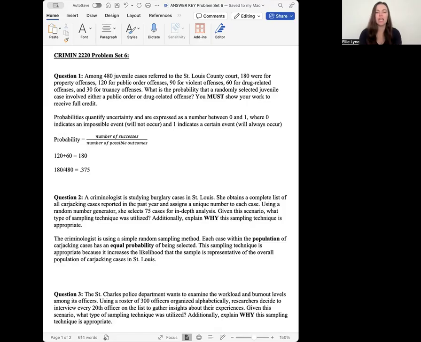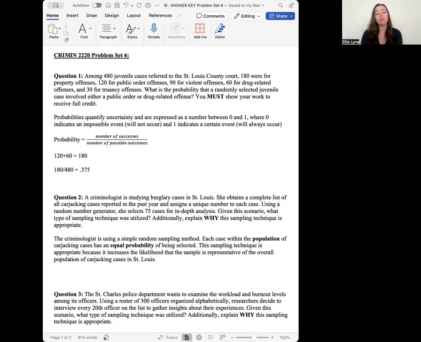Among 480 juvenile cases referred to the St. Louis County Court, 180 were for property offenses, 120 for public order offenses, 90 for violent offenses, 60 for drug-related offenses, and 30 for truancy offenses. What is the probability that a randomly selected juvenile case involved either a public order or drug-related offense?